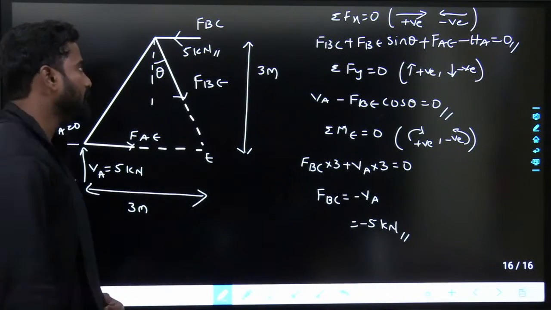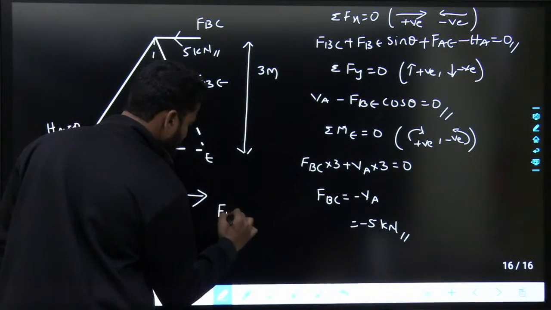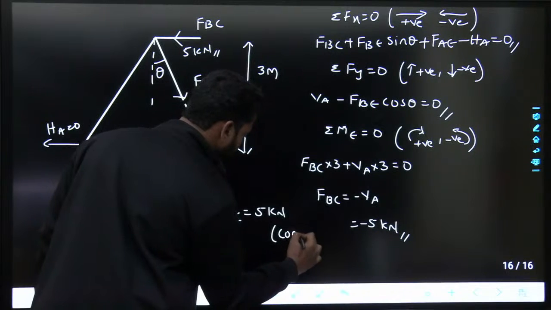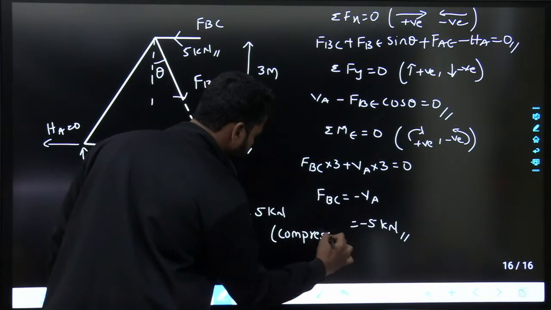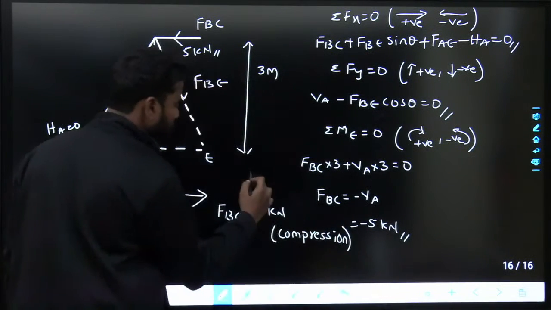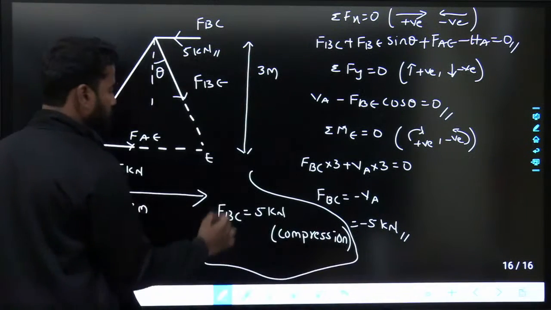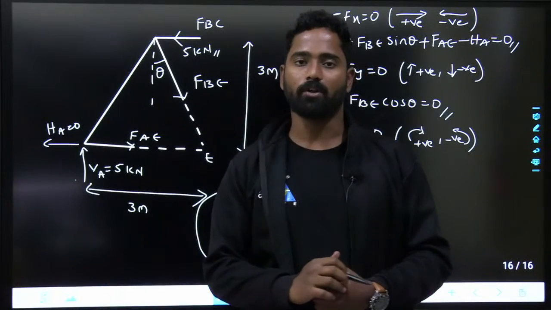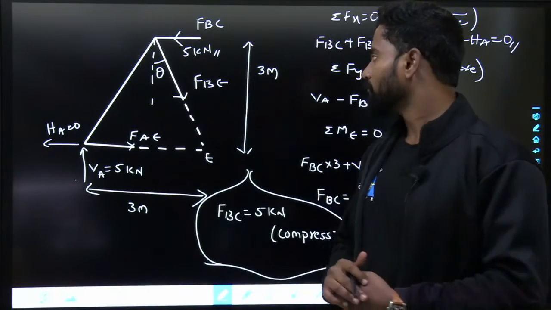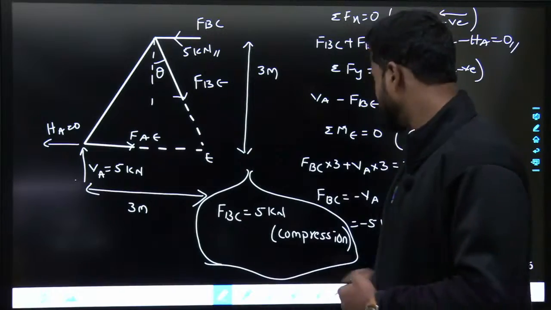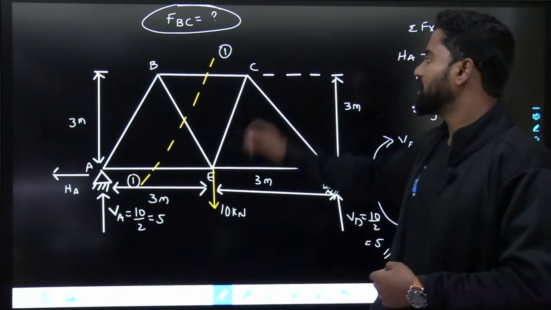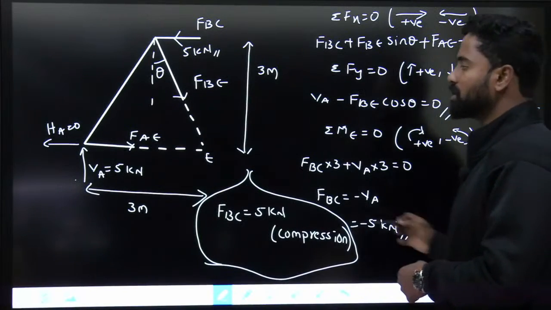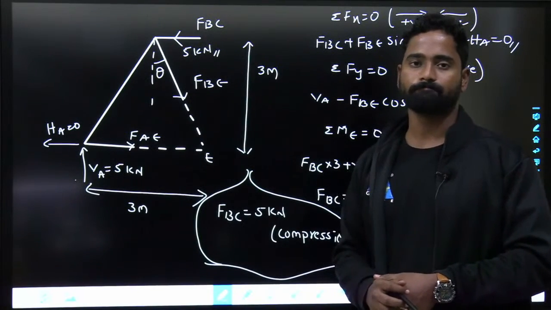Towards the joint means compression. So FBC equals to 5 kilonewtons, that is compression. FBC is 5 kilonewtons compression. Fine. So what I did, first I found out the reactions, next I cut it, and then I used equilibrium equations to find out the forces.